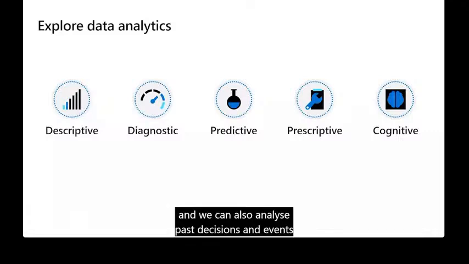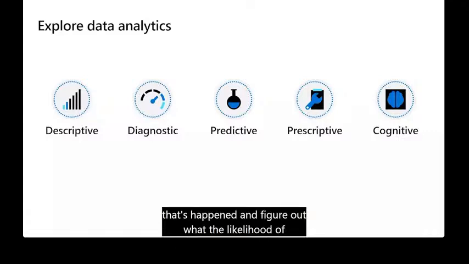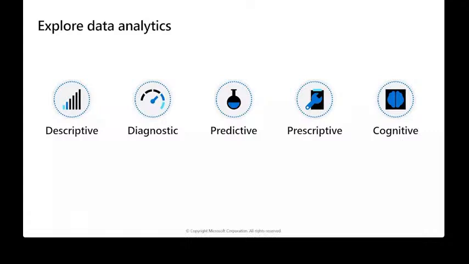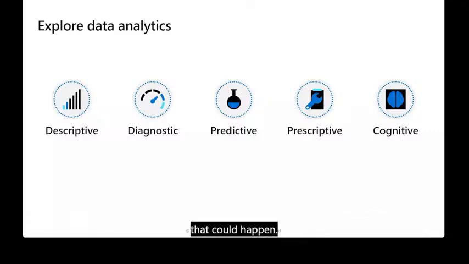And we can also analyze past decisions and events that have happened and figure out the likelihood of them happening again, or the likelihood of different outcomes that could happen.